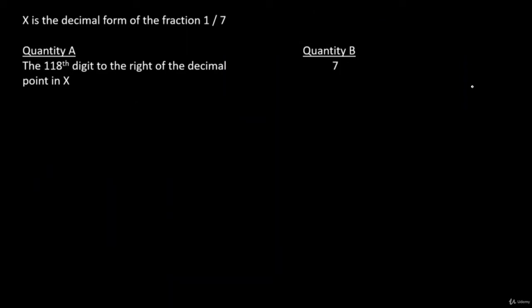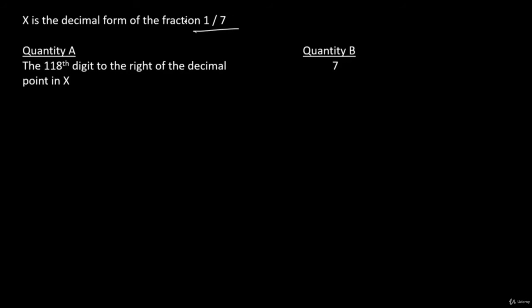Let's do this question. X is the decimal form of the fraction 1 by 7. Now quantity A is the 118th digit to the right of the decimal point in X, and quantity B is 7. Alright, pause the video, give it a try, and then let's do it together. Alright, we are back. I hope you have given it a try.